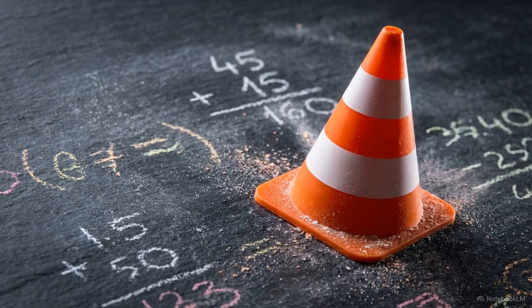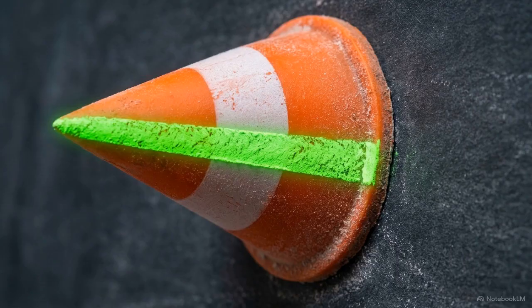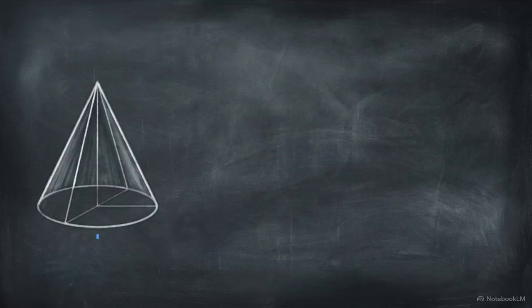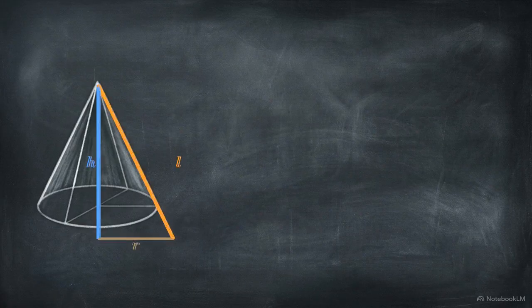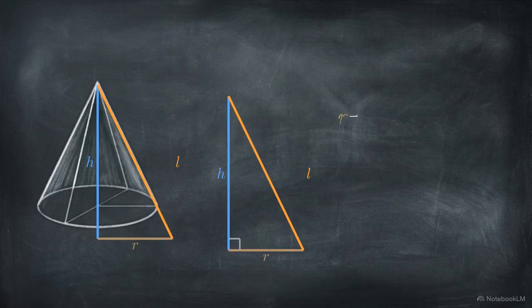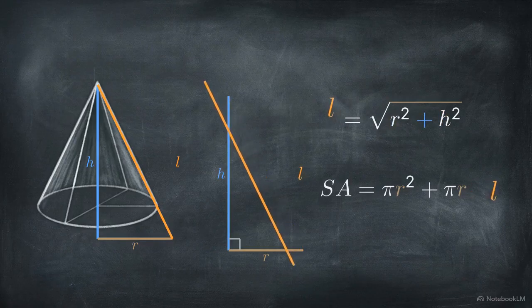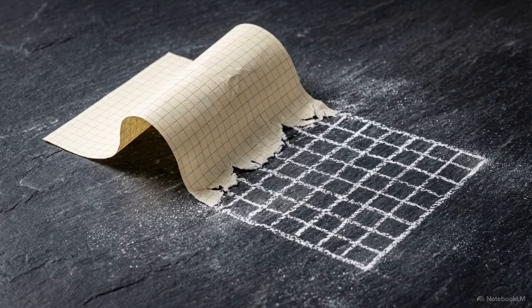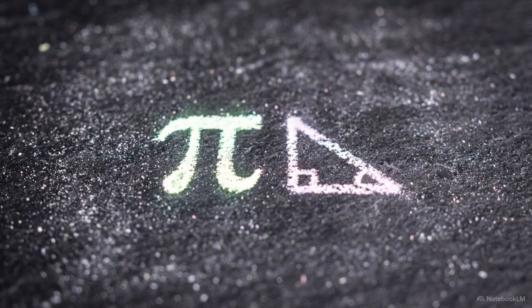Cones are more complex because they taper to a single point. To measure this surface, we need a specific metric, the slant height. We find this by visualizing a right triangle inside the cone. Using the radius and the vertical height, we apply the Pythagorean theorem to calculate the hypotenuse, which gives us the slant height needed for the formula. Even curved shapes can be translated into flat nets once we use pi and triangles to account for their dimensions.